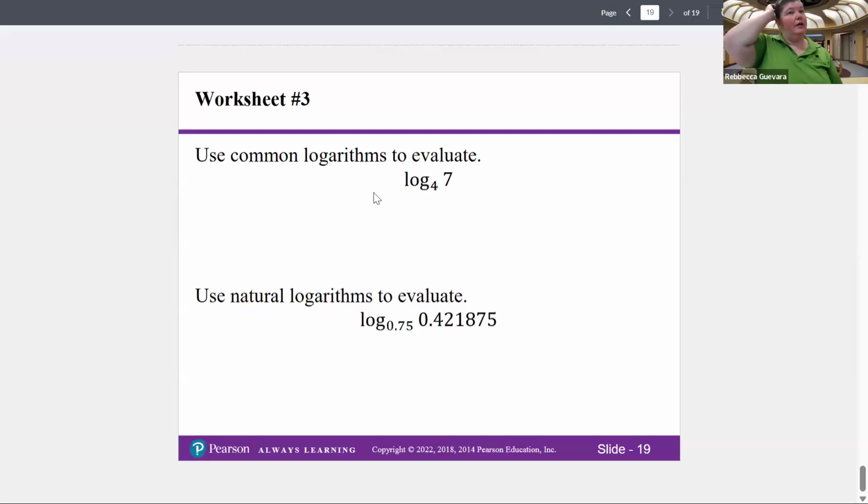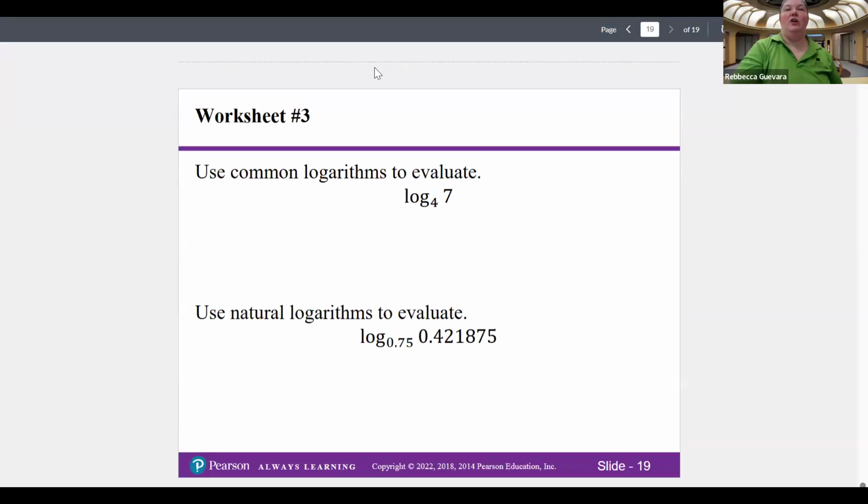Try on your own. Use a common log to evaluate log base 4 of 7, and then use a natural log to evaluate log base 0.75 of 0.421875.